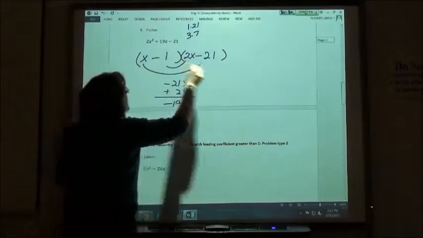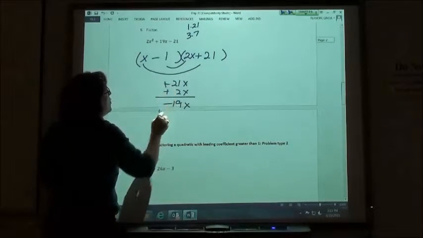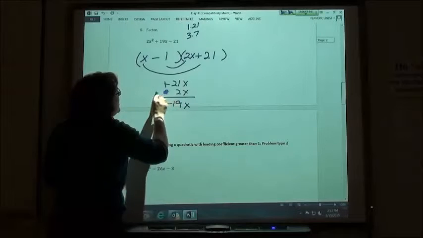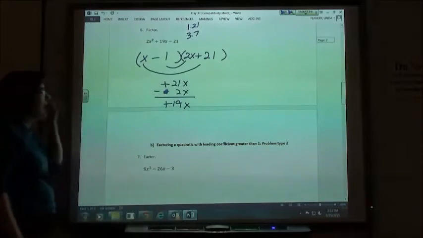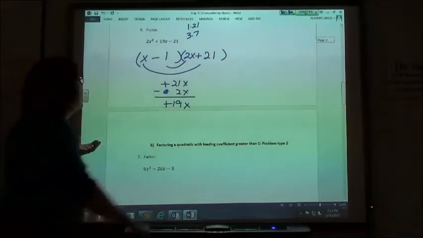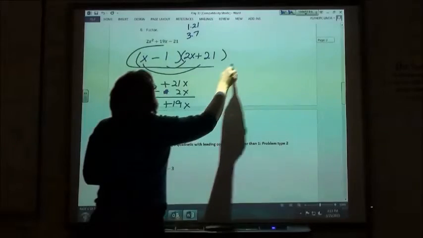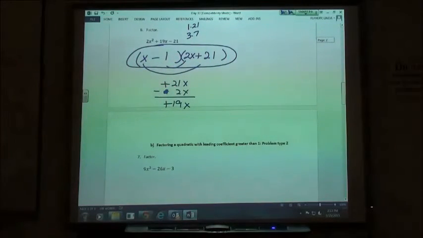So if this is a minus and this is a plus, then this will end up being positive 21. This will end up being negative 2. And 21 minus 2 is my positive 19 that I want to get. Now I finally, after all that guessing and checking, have them in the right order. And so x minus 1 times 2x plus 21 is going to be my solution.